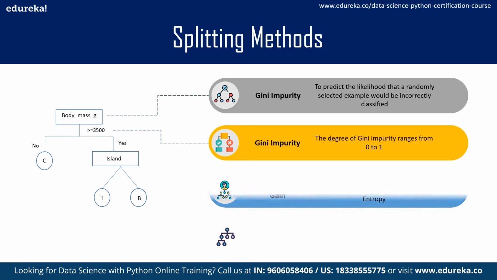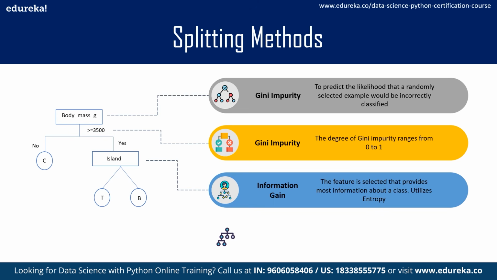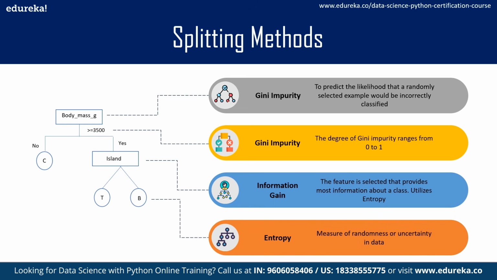Now moving on forward to information gain. Now this is another splitting method which random forest can use, and information gain utilizes entropy. So entropy is nothing but a measure of uncertainty. So information gain, let's talk about that first. The features that provide most of the information about a class are selected, right? And this utilizes the entropy concept. So let's see what entropy is. This is a measure of randomness or uncertainty in the data, right? So we will understand this entropy with the help of a small example. So don't worry about it.